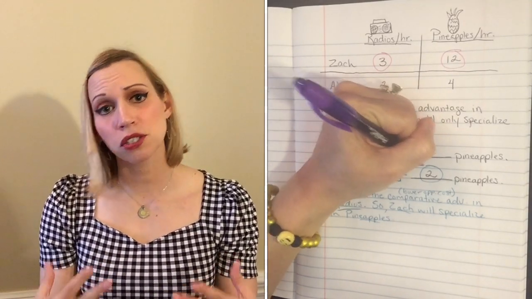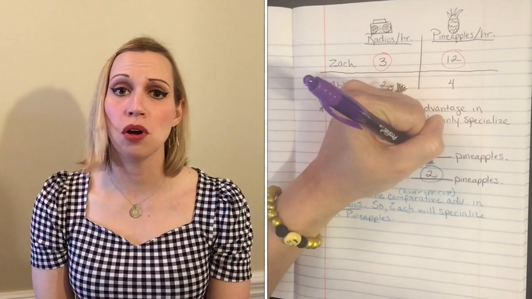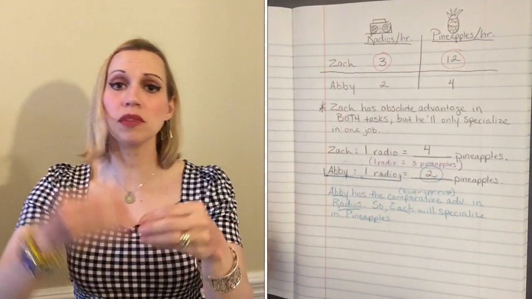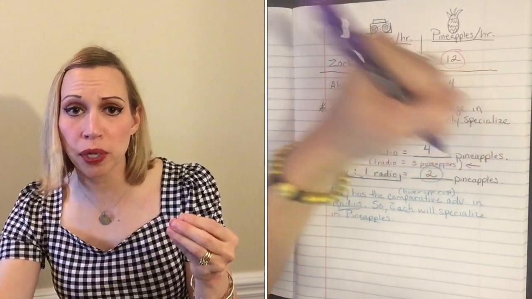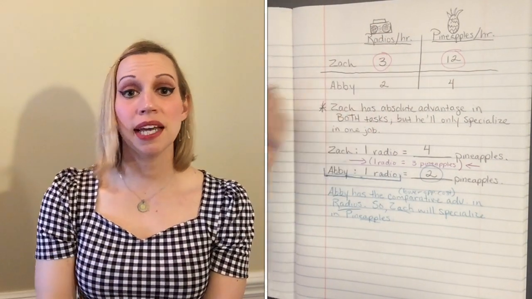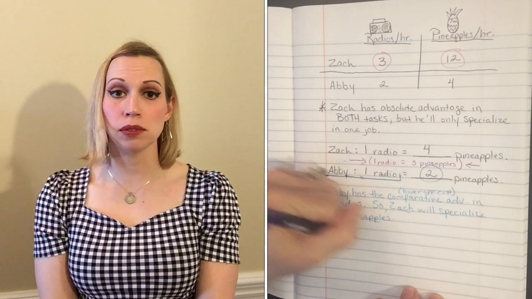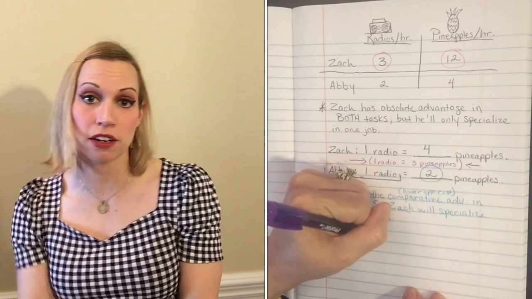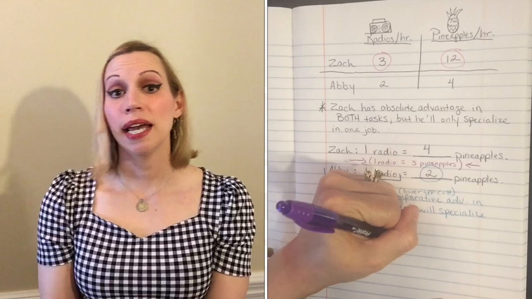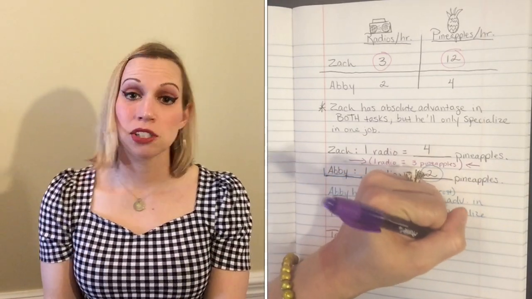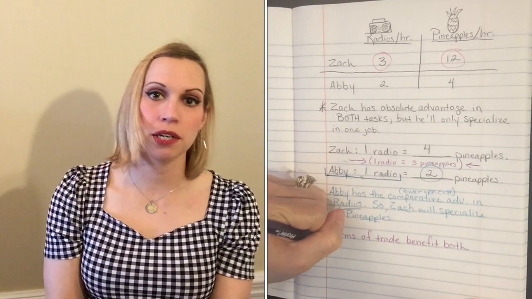So a fair terms of trade for these two would be if Abby traded 1 radio to Zach for 3 pineapples. In that case, Zach would be gaining a radio and he'd only have to give up 3 pineapples, whereas if he did it by himself, he'd have to sacrifice 4 pineapples. And Abby's getting 3 pineapples for every radio that she makes. Normally, she would have had 2 pineapples for every radio that she makes.